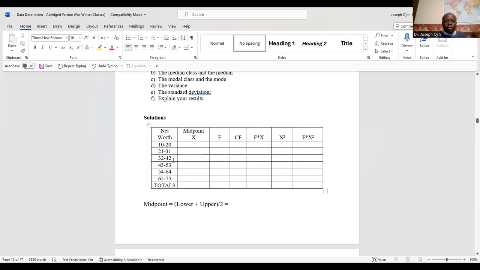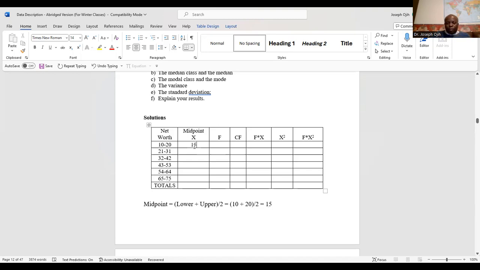So the lower class interval, like here, we have 10. This is the lower class interval, this is the upper class interval. So it's going to be 10 plus 20, divided by 2. 10 plus 20 is 30, and 30 divided by 2 is 15. So I'm going to type in 15 here.